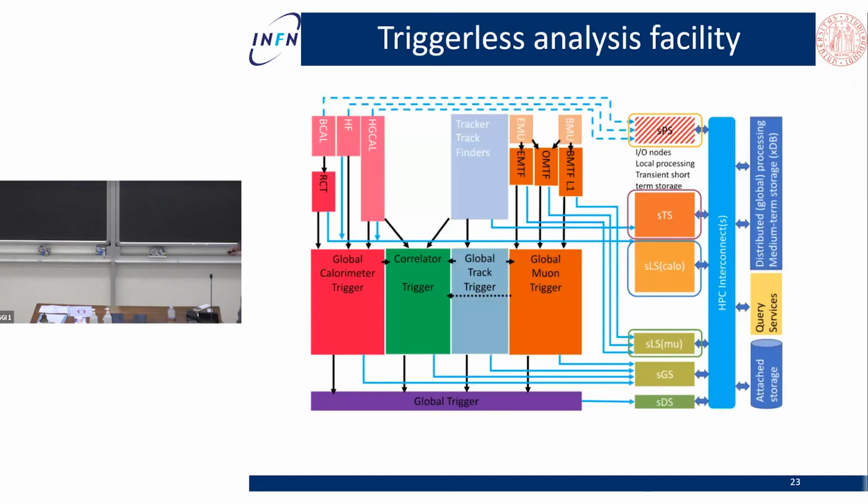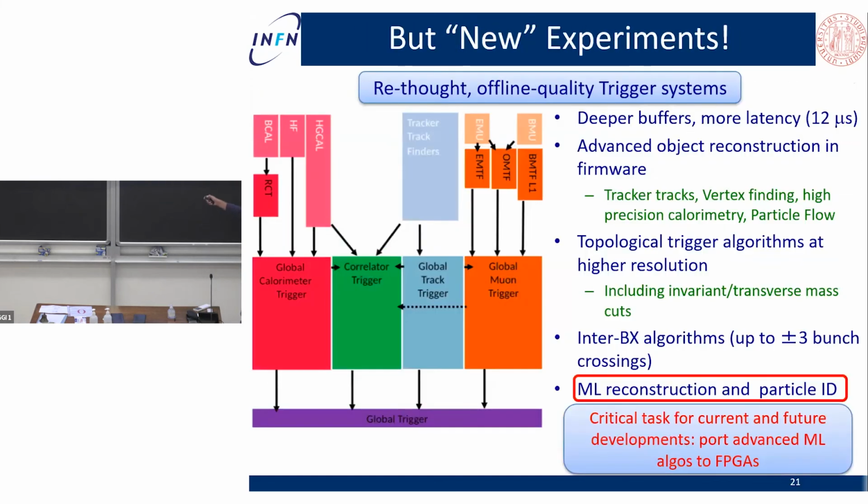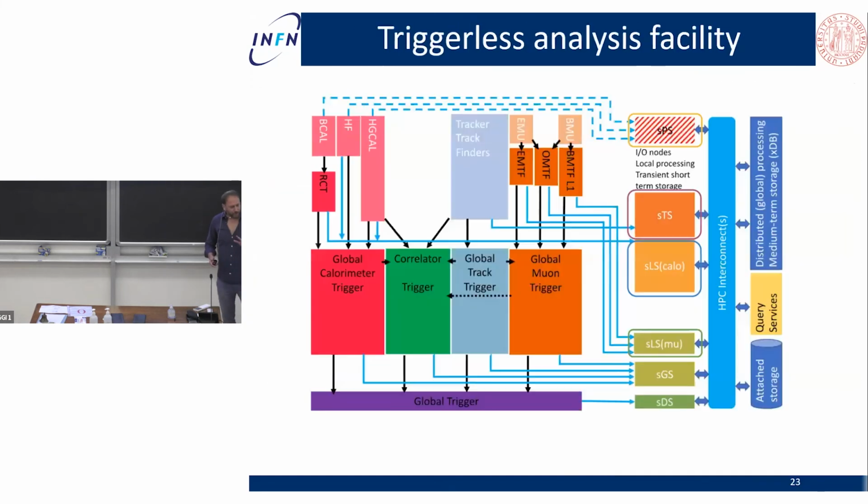So attached to this new scheme for the trigger, which I don't want to discuss, the idea is to attach a system which allows not just to reconstruct, but also to analyze the reconstruction that we produce at 40 megahertz. So we want to put together a triggerless analysis facility, to at least remove the bias that we have by selecting the data that we look at with predefined selection concepts.